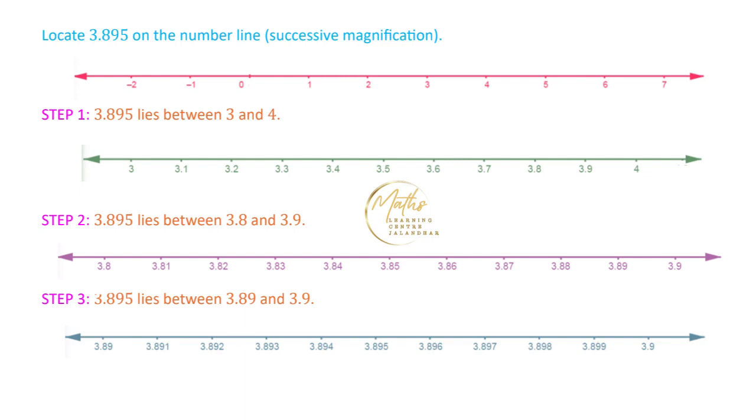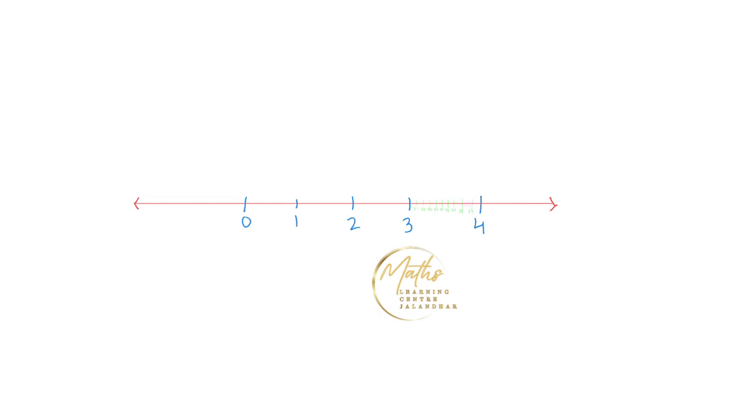We are talking about 3.89. We have divided this point. This is 3.9. We have magnified this portion, and again we have divided it in 10 parts. So what we obtain is that this given number 3.895, this point over here, is the given number. So we can look at this situation in this way.